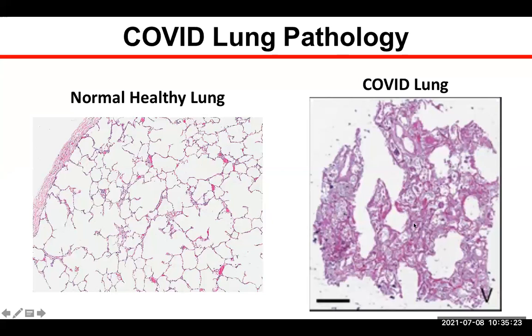You have a lung section that is basically not as open as a normal healthy lung. And this is what's happening to a lot of COVID patients. And this is why a lot of them develop shortness of breath. And this is why a lot of them end up succumbing to the infection.